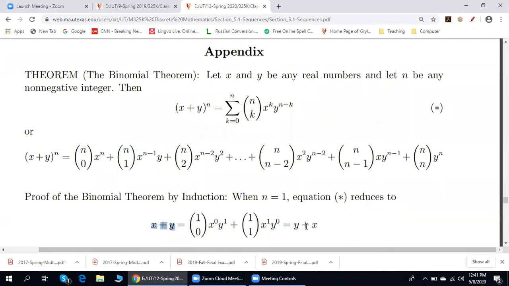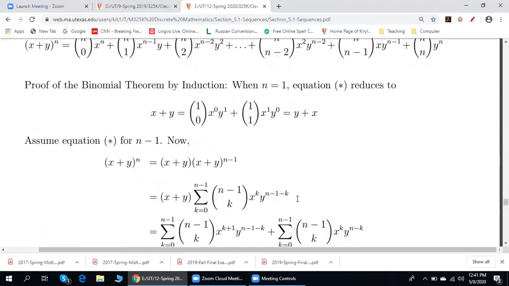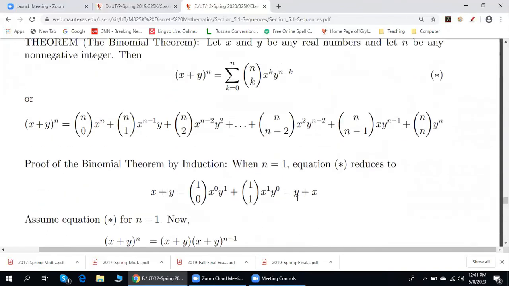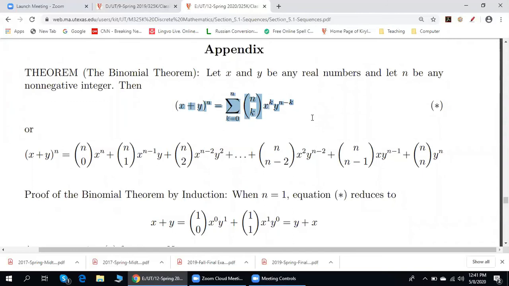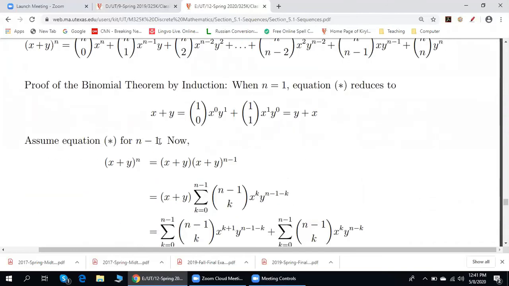Obviously, x plus y is equal to y plus x. Step 1 is done. We just showed that this formula is true for n is equal to 1. Next, assume that what is written here is true for n minus 1. Let us prove it for n.